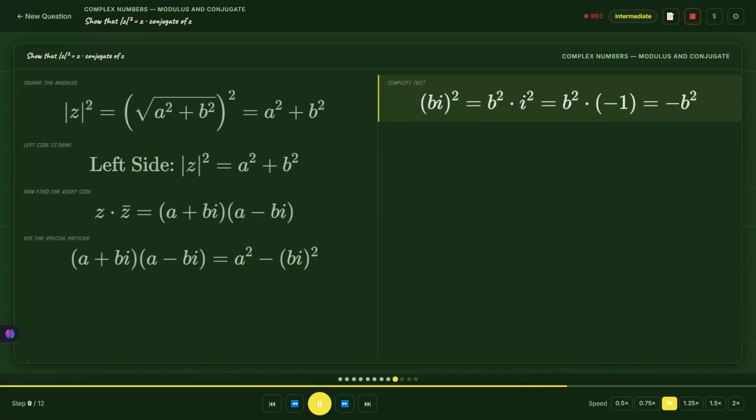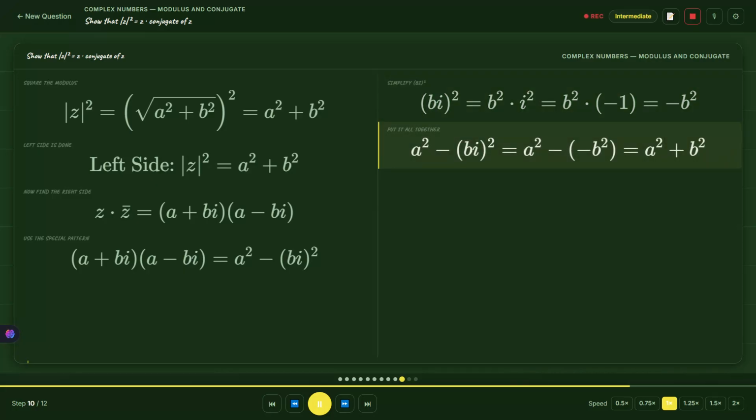Now let's figure out what bi squared is. Bi squared is b squared times i squared. And remember, i squared is -1. So we get negative b squared. Now we put it back in. We have a squared minus negative b squared. But taking away a negative is the same as adding. So we get a squared plus b squared.